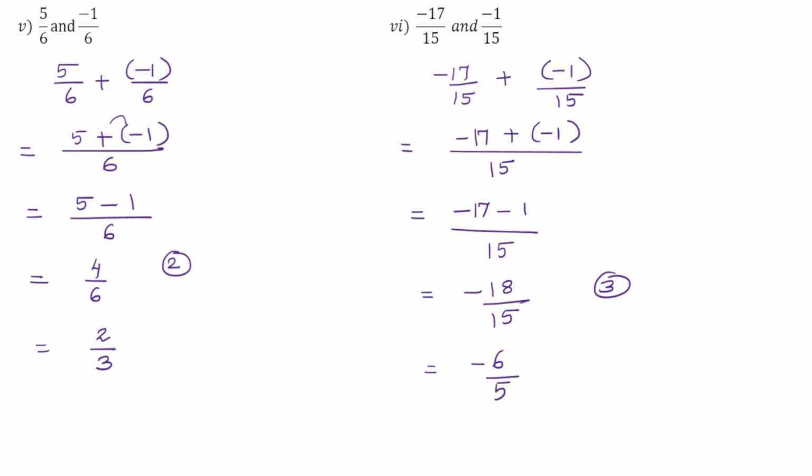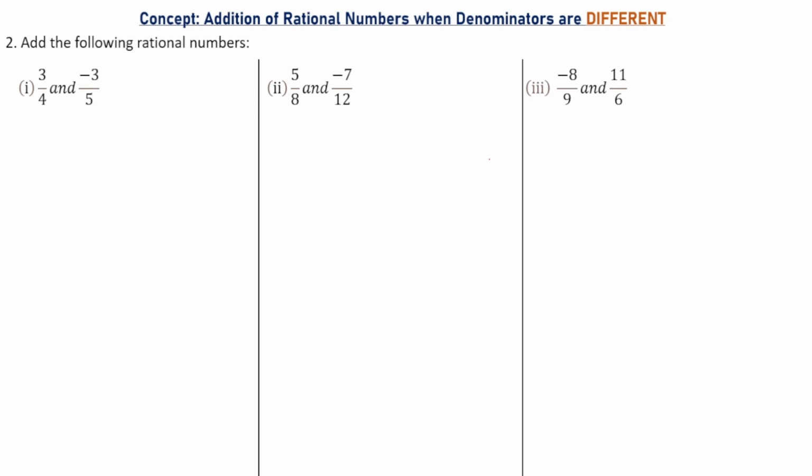Now let us do question number 2. Now in question number 2, we are going to add the rational numbers when their denominators are different. So if you closely observe all of these questions, you will see that the denominators are different in each of the cases here. The first question, let us write 3 by 4 is to be added with minus 3 by 5. Take the LCM.